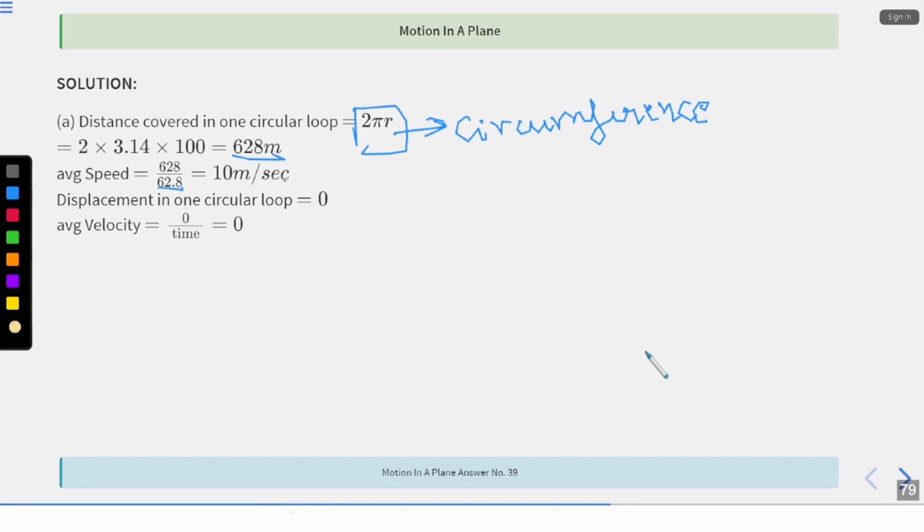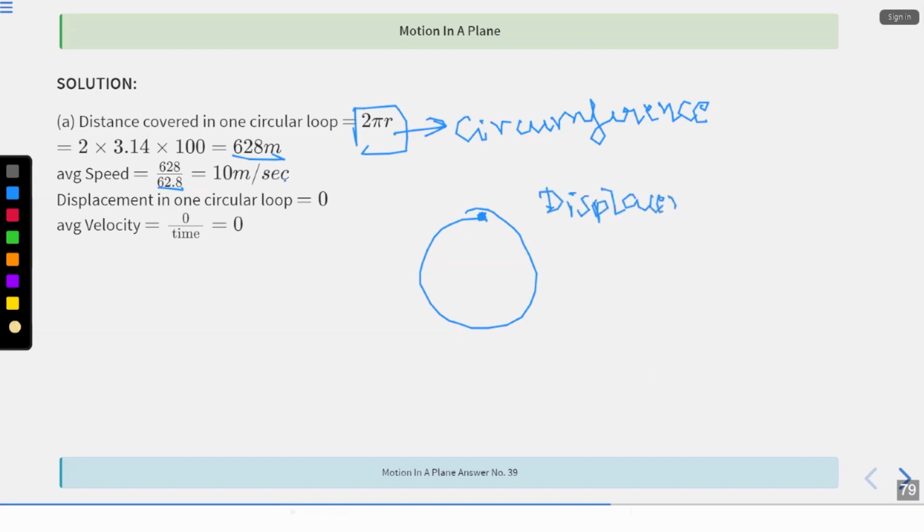Why is the displacement zero? Average velocity depends on displacement, right? So this is a circle, right? We say one circular loop is done when you start from here and then you complete over here. But what does displacement mean? Displacement means change in position of the body. But after covering this, did the body's position change? No. So therefore, our displacement will be zero.